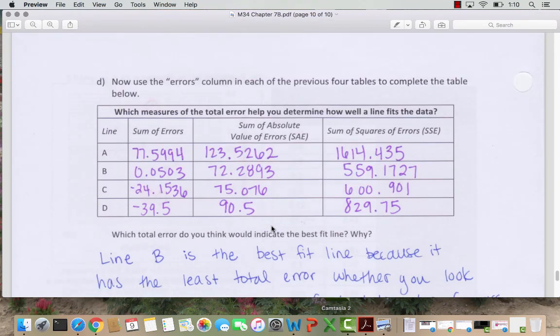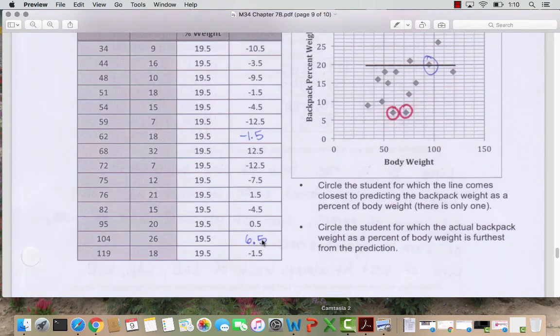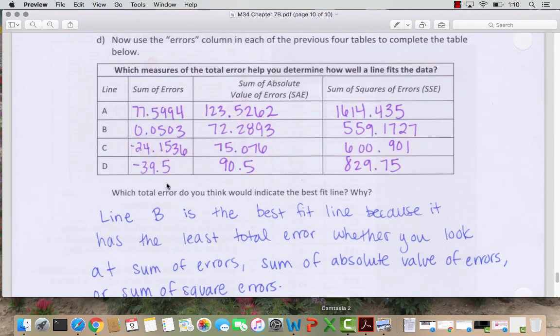So now we have to figure out, well, what's the best error? So there's three different ways of analyzing the errors to think about what's the total error for these graphs. So the first calculation is the sum of the errors. So you take all of those residuals for line A in this residual column, the last column over here for each of the lines, and you add up those errors. So that's how we got the sum of the errors for line A, B, C, and D. And you can verify these on a calculator, or you could type them into Excel and let Excel sum them up really quickly for you.